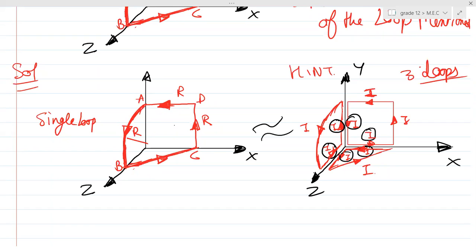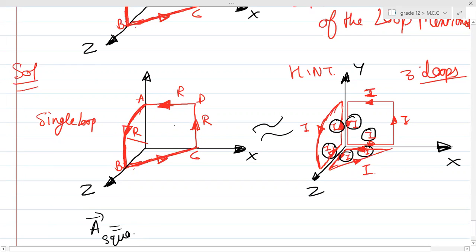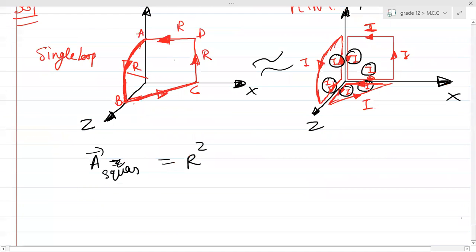Let's name the loops 1, 2, and 3. Or let's not name them. The area vector due to a small loop will have a magnitude of r square, and the direction: you see the current is going clockwise, oh sorry, anti-clockwise. So will it be pointing towards plus k? Apply the right hand thumb rule.